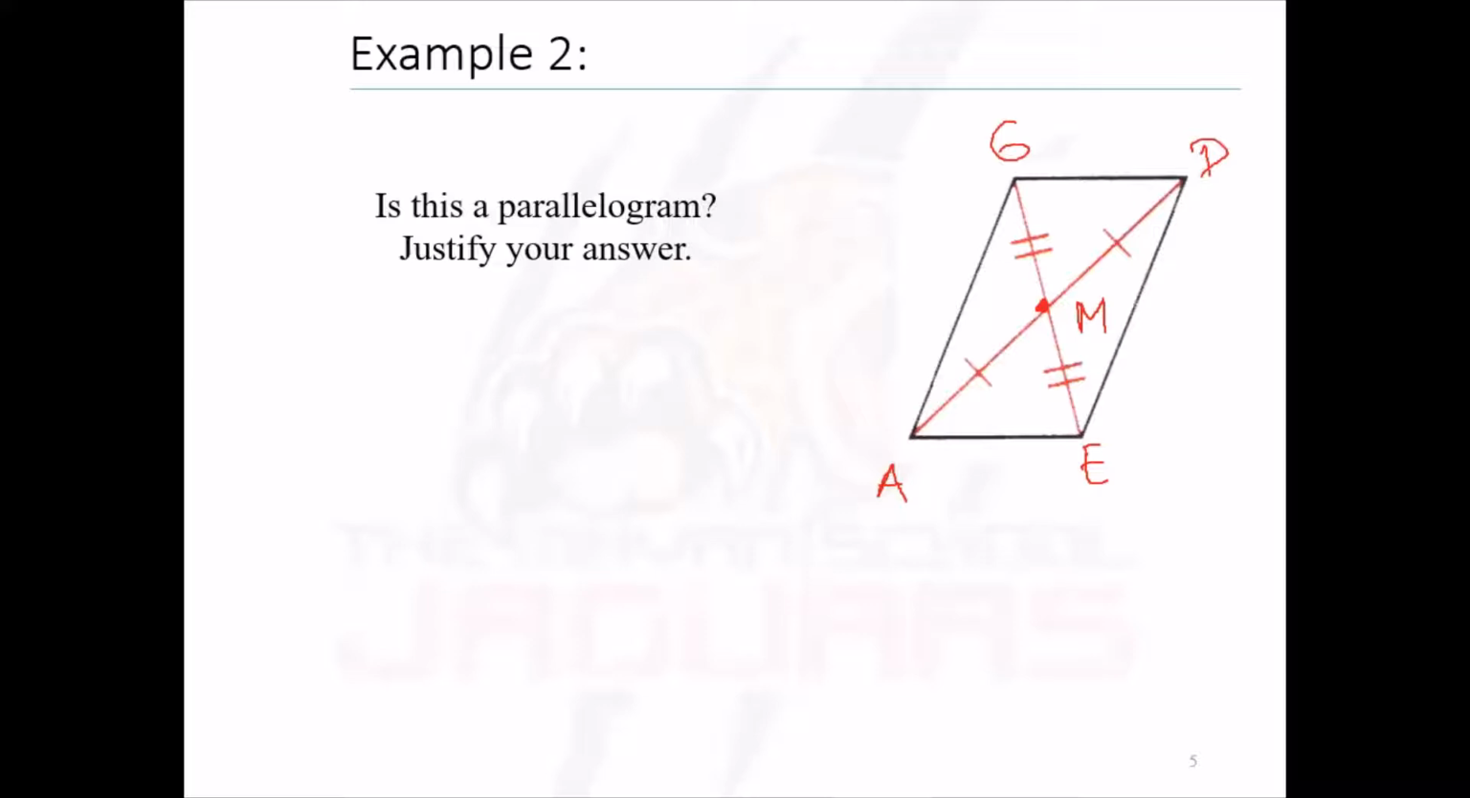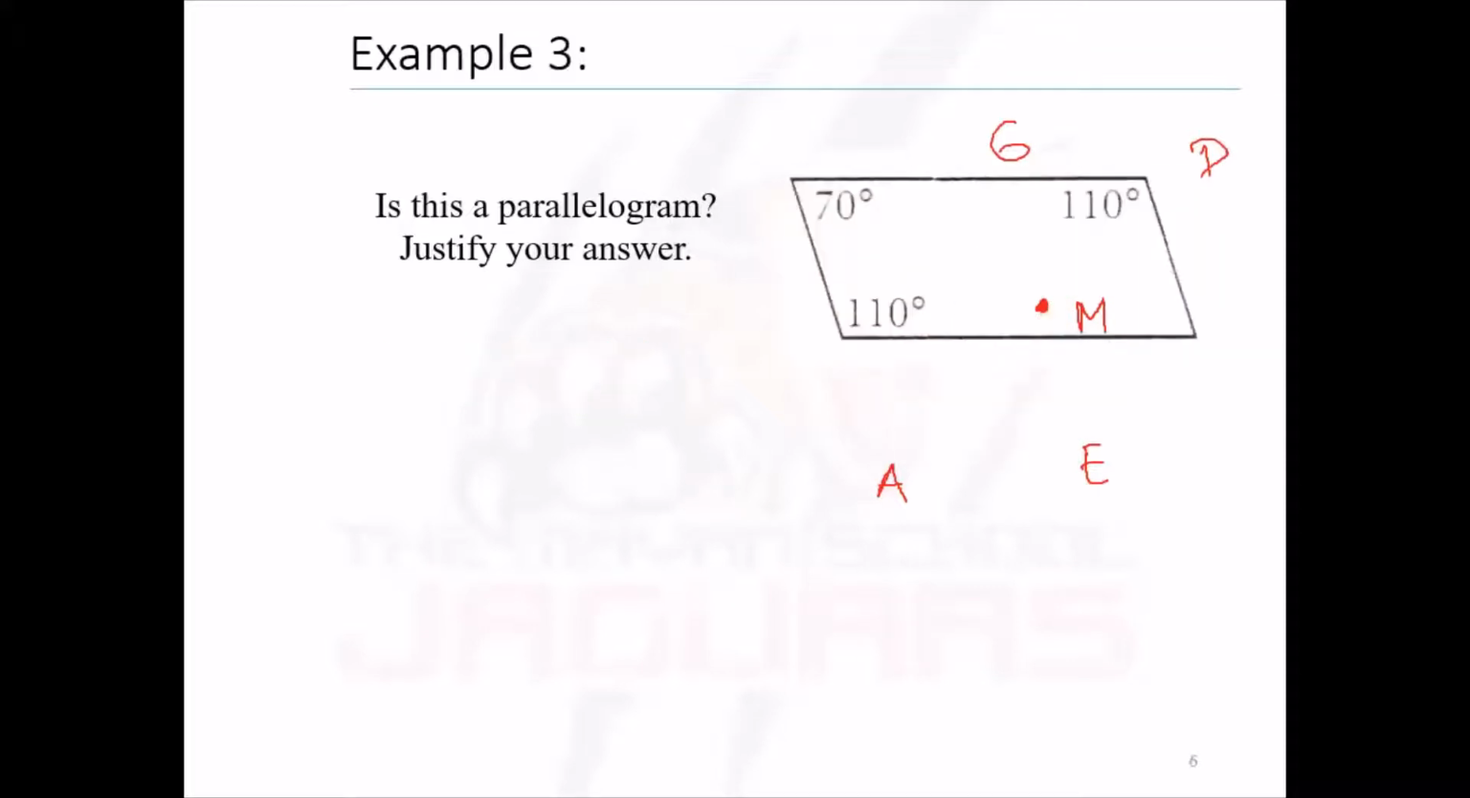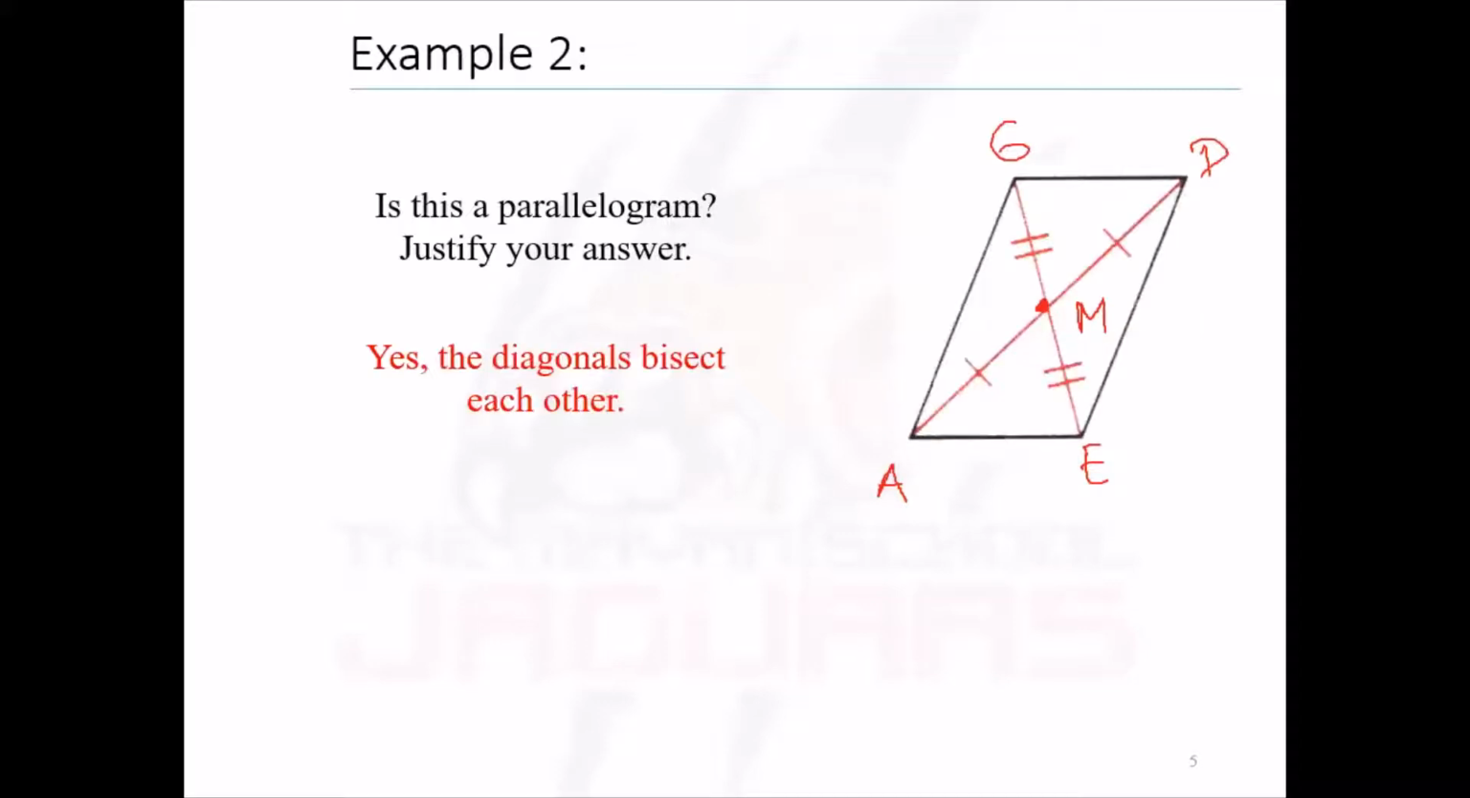And I notice that because of the marking, the diagonals bisect each other. So if they bisect each other, it means that the length of the segment AM is the same as the length of the segment MD, and the length of the segment GM is the same as MD. So is this quadrilateral a parallelogram? I think that your answer is yes, because the diagonals bisect each other. Let's make another example. But before making the next example, let me clear this out. And yes, now we're ready.